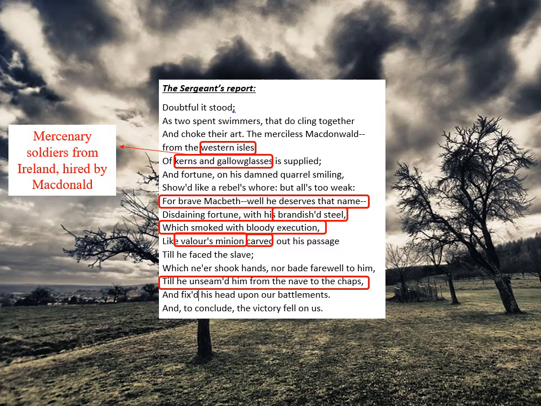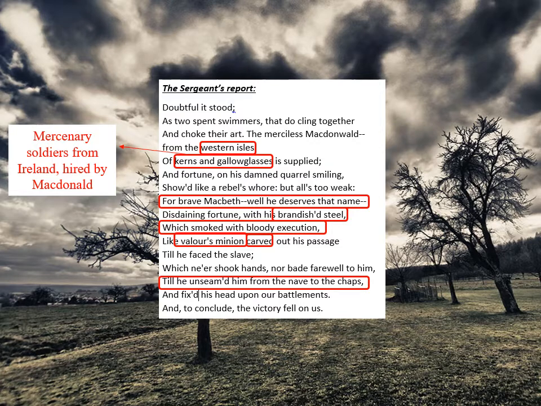So what did you find then? Now obviously I'd given you one particular annotation, the Western Isles of kerns and gallowglasses, because that's a little bit of Shakespearean that we might not understand in modern language. That just means mercenaries and weapons and things like that that were hired by MacDonald from Ireland. But underneath that, we've got lots and lots of really rich imagery that Shakespeare employs in order to describe Macbeth.